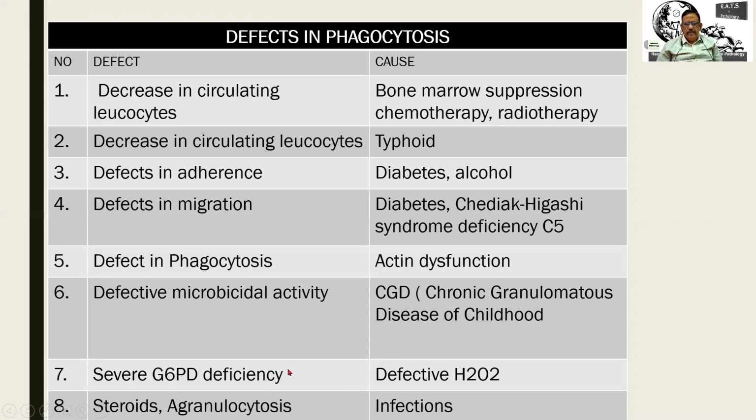Severe G6PD, glucose 6-phosphate dehydrogenase deficiency, is due to defective hydrogen peroxide. Steroids, agranulocytosis, that is a decrease in the WBCs, can all predispose to infections. So defects in phagocytosis. This will again form a major part of your answer. If you do answer this, you will be getting 20% additional marks.